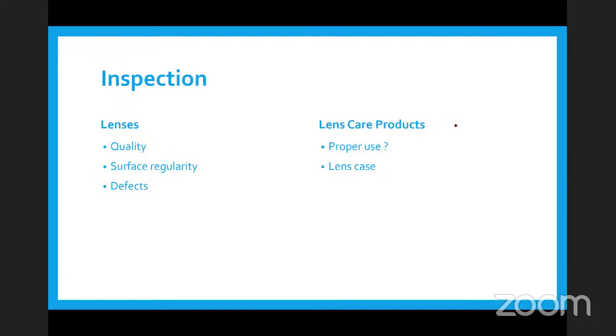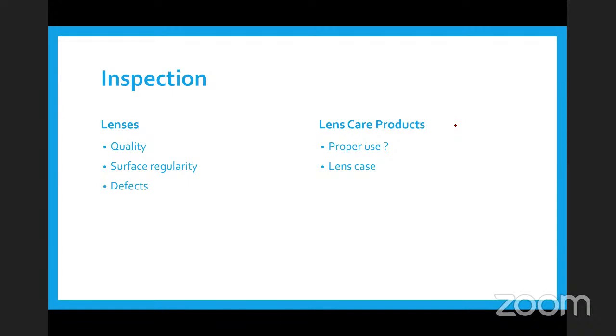Now, part of this has already been done during your observation while the patient was removing the lens, right? But when it comes to examining the lens, you might have examined it while doing a fitting assessment, but examining the lens in a dark field or under high magnification gives you much more idea about the lens quality, the lens surface regularity, or any defects on the lens.